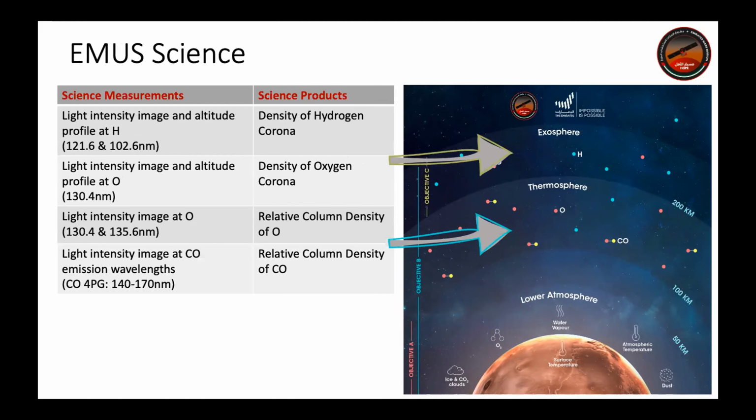Then we have the EMUS instrument, which is looking specifically at the upper atmosphere of Mars, which is the thermosphere and the exosphere. So looking at the exosphere, we're studying the density of hydrogen corona and getting the density of oxygen corona. And in the thermosphere, we're looking into the relative column density of oxygen and the relative column density of carbon monoxide.